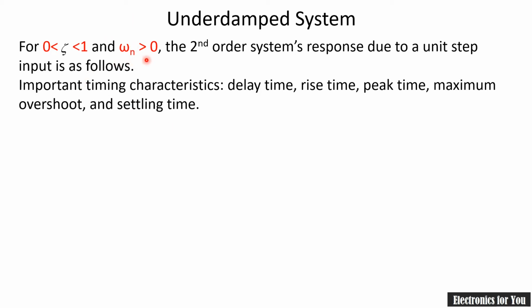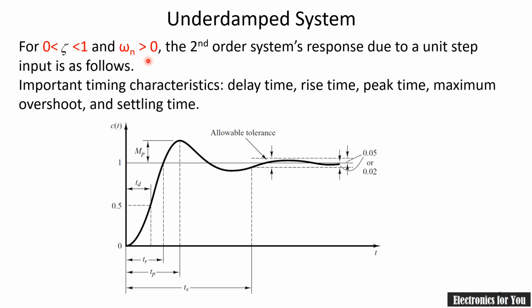Note that omega n is always greater than 0 because it is a frequency and it will have some natural values. So this is the characteristic of a second order system. And note here that the response is oscillatory in nature. You can see here that the response is oscillating between our reference signal and its tolerable limits. So it is the underdamped system where the parameters are delay time, rise time, peak time, maximum overshoot and settling time, which can be indicated here.